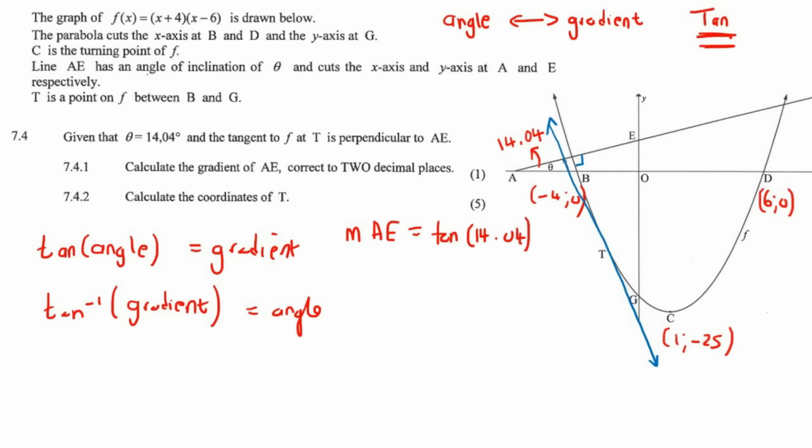Now they've chosen a really weird number, 14.04, so I have a feeling it's going to give us a perfect answer. Yeah, sort of. 0.25. It rounds off quite nicely. 0.25. Oh, and they did say correct to 2 decimal places. Okay, that's nice. So 0.25. Excellent. Now for 5 marks, this looks good. Calculate the coordinates of t.